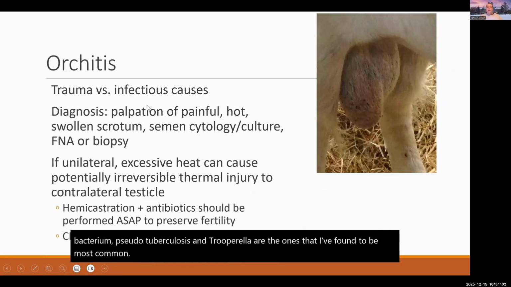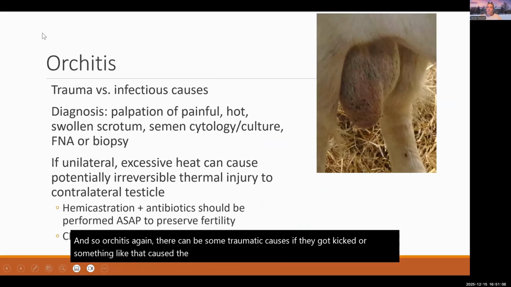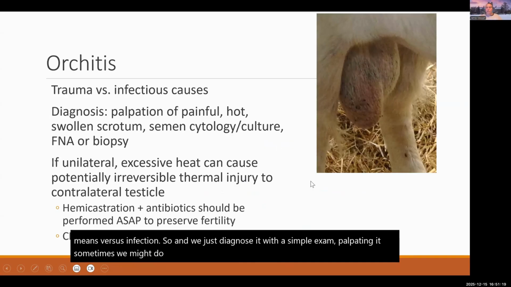And so orchitis, again, there can be some traumatic causes if they got kicked or something like that that caused the testicle to become inflamed. So that's what orchitis means versus infection. And we just diagnose it with a simple exam, palpating it. Sometimes we might do cytology or culture of the semen if it's infectious.